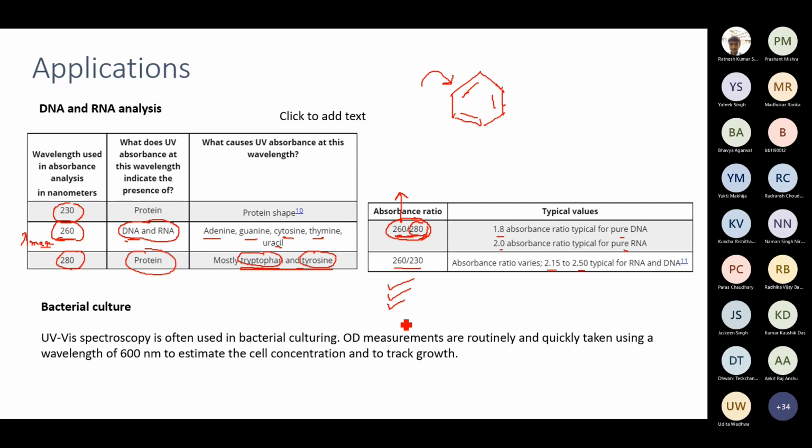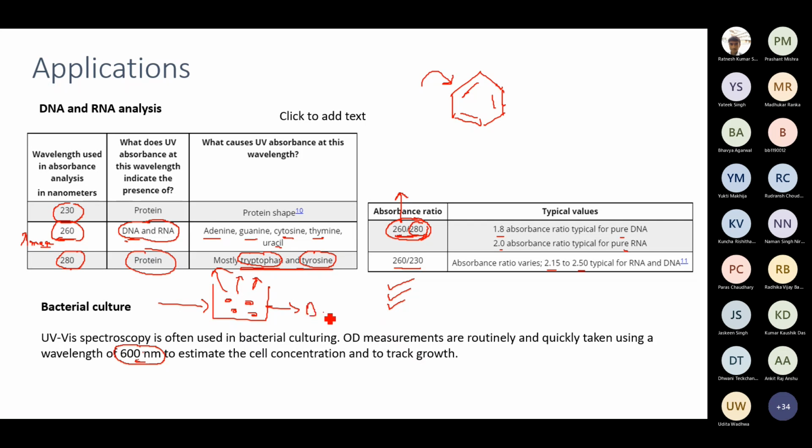So, another application is that we use a UV spectrometer at 600 nanometer for determining the concentration of bacteria in our sample. Whenever there is bacteria and we put light of 600 nanometer to our sample, a major part of light is scattered away because bacteria are very large in size, and 600 nanometer wavelength light is also of large wavelength. So this light is scattered away, and only a small portion of light is transmitted.